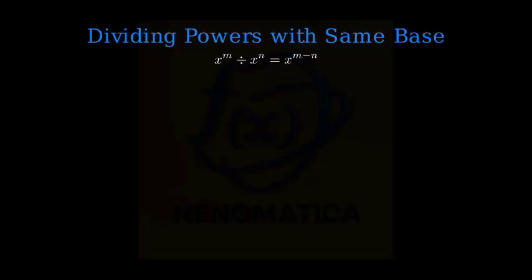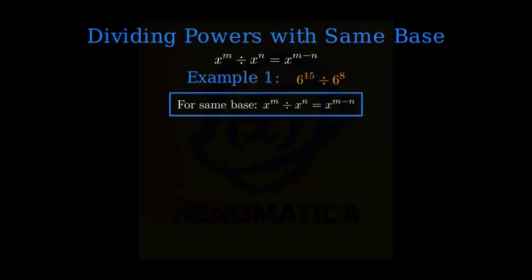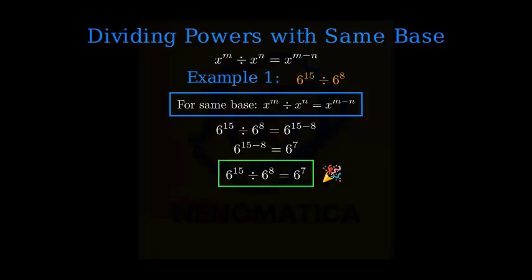Let's start with our first example. We need to solve 6 to the power of 15 divided by 6 to the power of 8. According to our quotient of powers rule, when we divide powers with the same base, we keep the base the same and subtract the exponent in the denominator from the exponent in the numerator. So we have 6 to the power of 15 minus 8. 15 minus 8 equals 7. Therefore, 6 to the power of 15 divided by 6 to the power of 8 equals 6 to the power of 7.